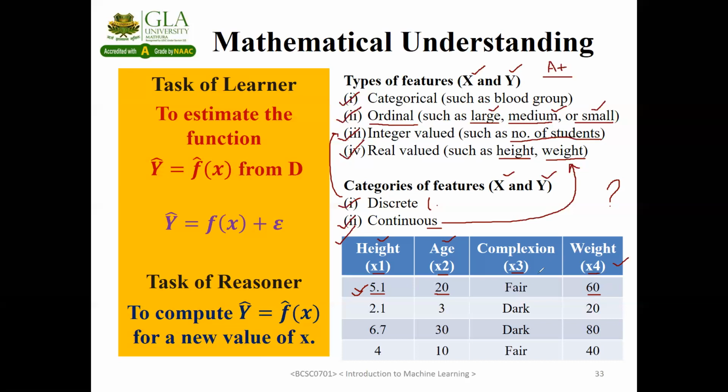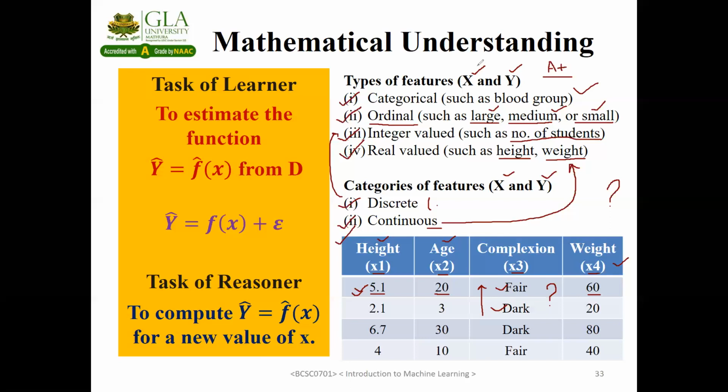Similarly, the complexion. Can you tell me which category the complexion belongs to, whether it is categorical or ordinal? If you closely observe, you will find that it has two values, fair and dark. Is there any order associated with them? If fair is better, is there any order? Since there is no ordering over it, therefore it is a categorical feature, right?